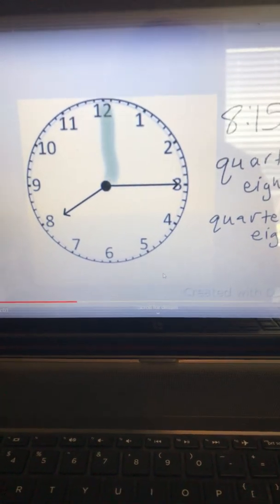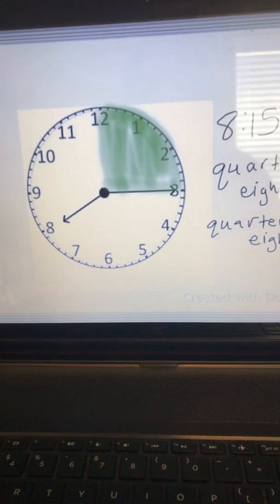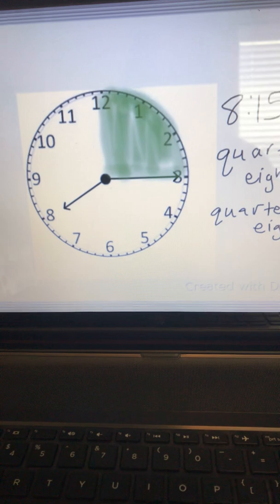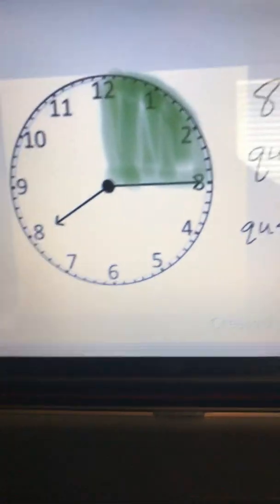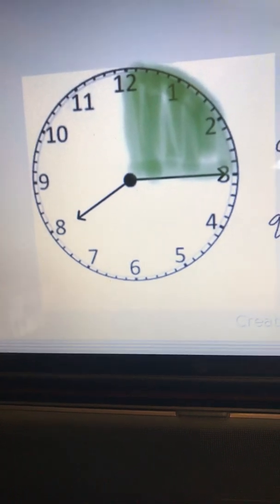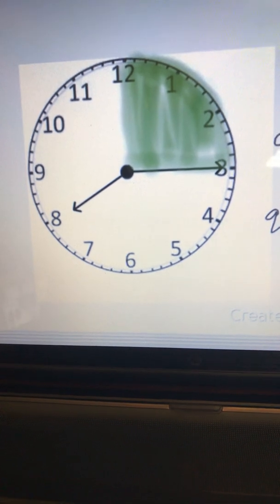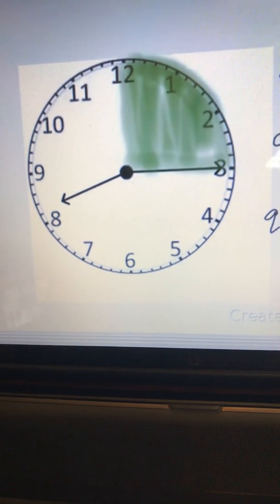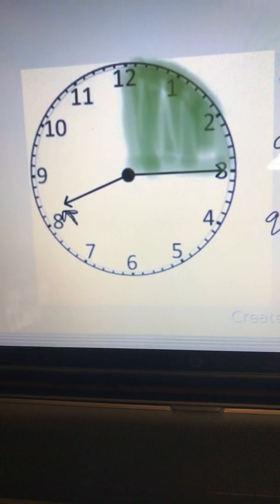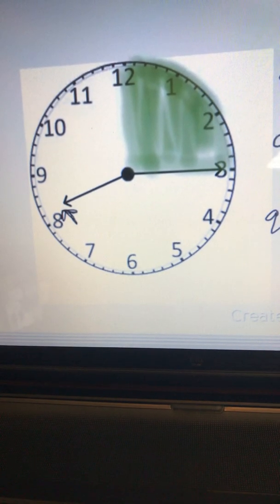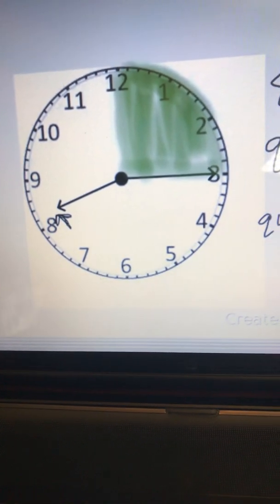This section right here is 1/4 of an hour, or 1/4 around the clock. We can also say it's 1/4 of the circle. So the minute hand moved 1/4 of the way around the clock. Okay? When that happens, the hour hand moves a little bit past the number 8 because we're moving towards 9 o'clock. So it moves a little bit past the 8. When it is 1/4 past, the hour hand is a little bit past the hour.